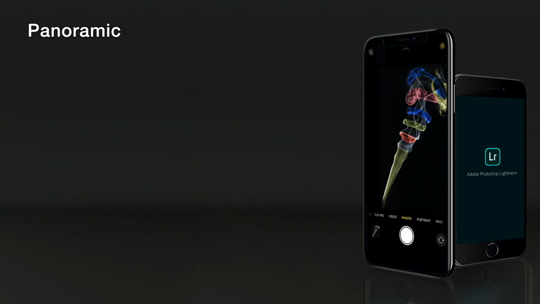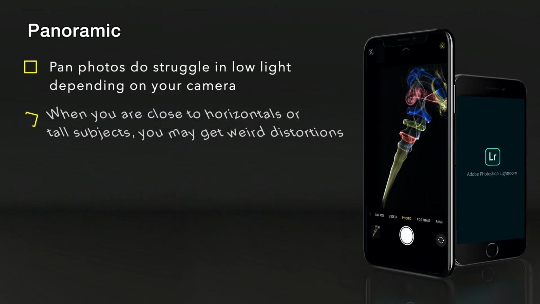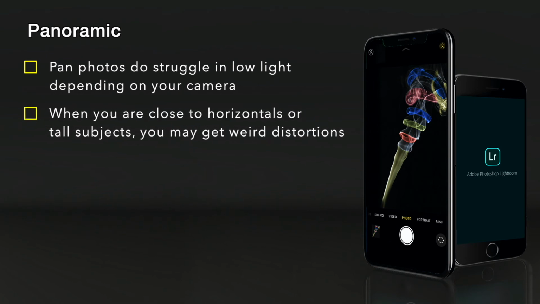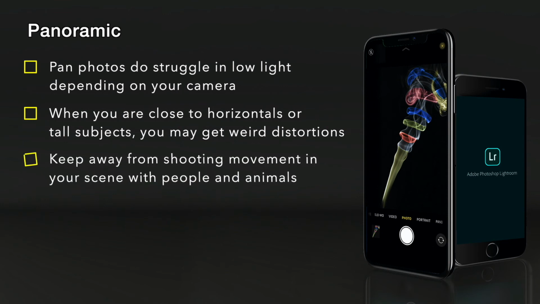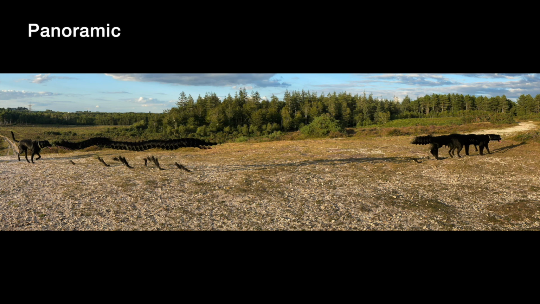Just a couple of things to remember. One downside is that the pan photos do struggle in low light, depending on your camera. When you're close to tall subjects, you may get some distortions within the lens. When planning your pan, keep away from shooting movement in your scene, such as people and animals, as they can have some very weird, but sometimes funny results.